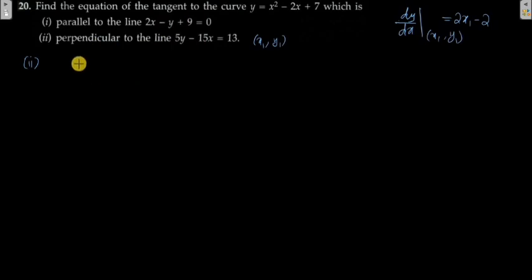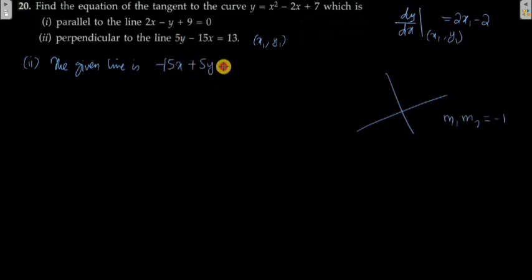First and foremost, you know that two lines will be perpendicular to each other if the product of their slopes is -1. So what I will do is, first I'll find out the slope of this given line. The given line is, let me write it down in general form: minus 15x plus 5y minus 13 equals 0. So this is the equation of the given line in general form.